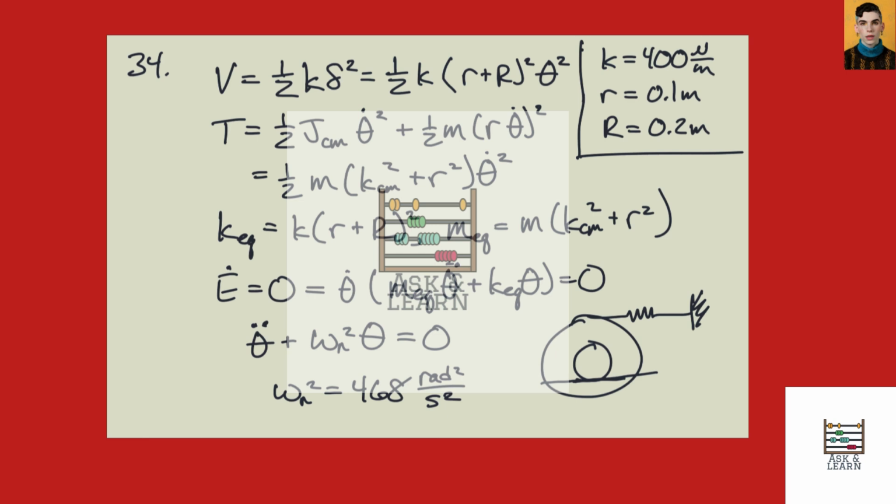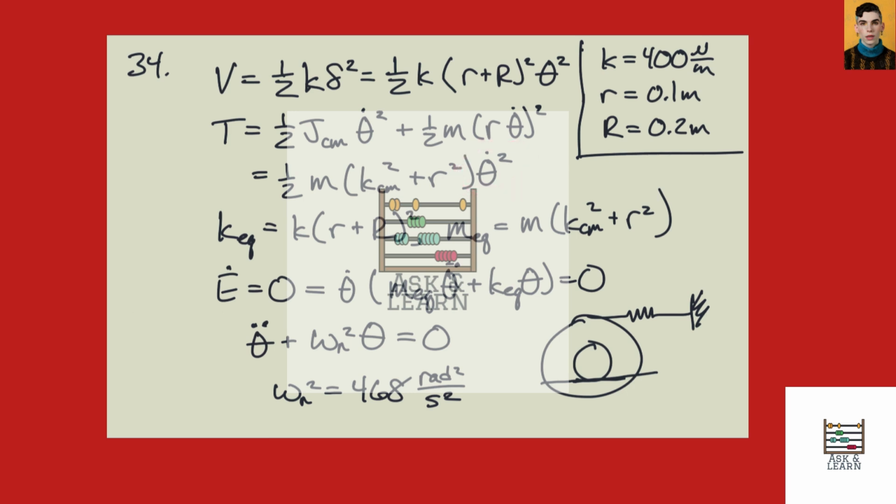Now we're given the moment of inertia about the center of mass of this thing in terms of a radius of gyration. So we have the rotational energy about the center of mass plus the translational energy of the center of mass. Because it's rolling without slipping at this point here, the translational velocity is r theta dot. So in the end we get T equals 1/2 k_cm squared plus little r squared times theta dot squared.